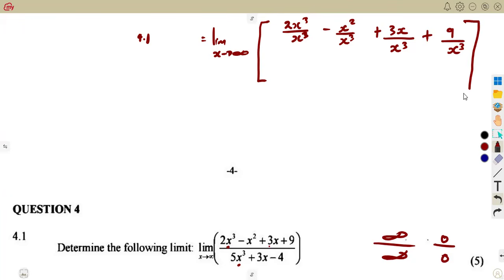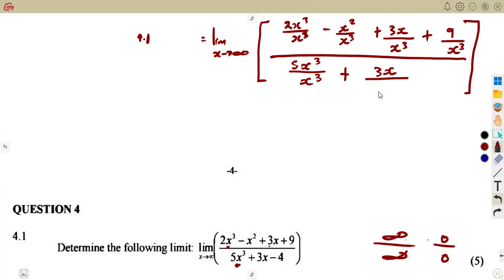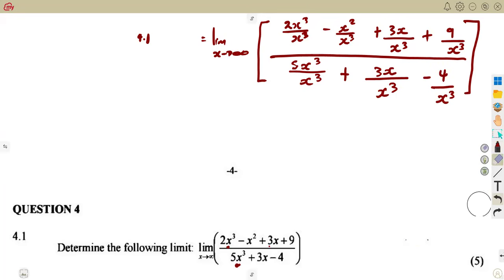You do the same thing for the denominator. In the denominator, we've got 5x cubed, so that's 5x to the exponent of 3 over x to the exponent of 3. The 3x again, this will be our 3x over x to the exponent of 3, minus 4 over x to the exponent of 3. Each and every part must be affected. This is part of your limits.